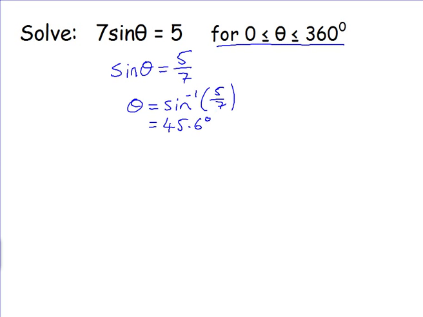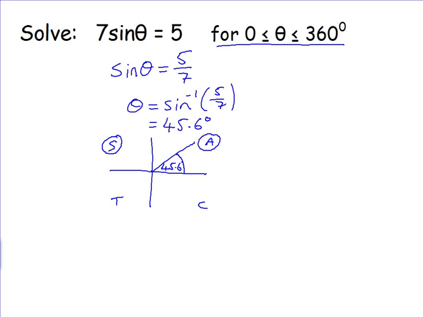However, this is only one solution and there could be more. Now to find others, our calculator won't be much help. But what we can do is consider what this one solution looks like on a set of axes. So 45.6 degrees will be here. Now because our equation is sine theta is equal to 5/7, that's a positive outcome. So any solution will be in the quadrants where sine is positive. Now in this case it's in quadrants 1 and 2.